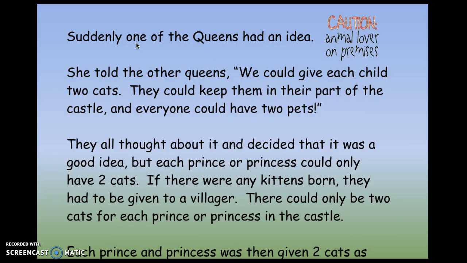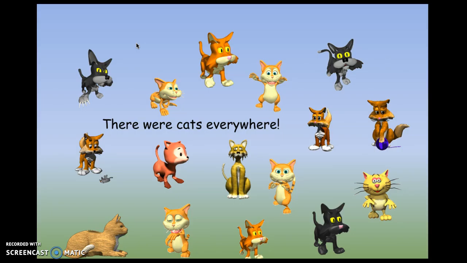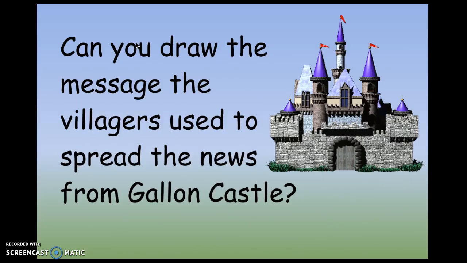They all thought about it and decided that it was a great idea, but each prince and princess could only have 2 cats. If there were any kittens born, they would have to be given to a villager. There could only be 2 cats for each prince or princess in the castle. So each prince and princess was then given 2 cats as pets. There were cats everywhere. So, can you draw the message the villagers used to spread the news from Gallon Castle? Where are you going to put those 2 Cs for each prince and princess?